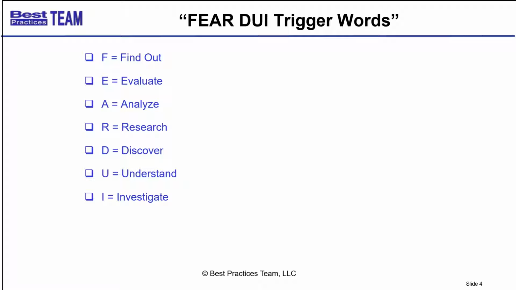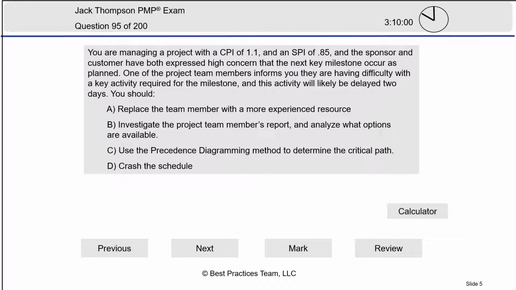So let's go back and look at our answer. The correct answer, B, actually has 2 of these trigger words in the FEARDUI mnemonic trick. It has investigate and analyze. So that's the one we're going to put our most weight on, and that's our correct answer.